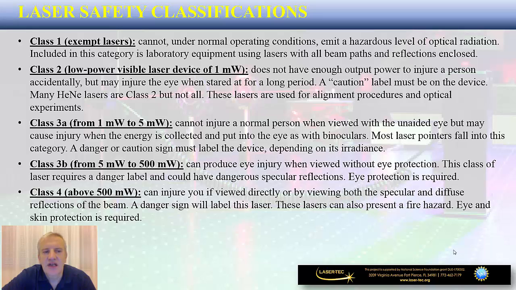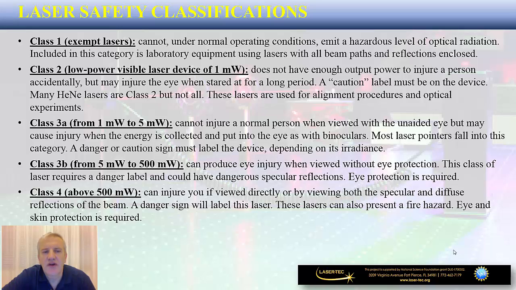Next class is class 3B. Here we start getting serious in terms of laser safety. We're talking about power levels from 5 milliwatts to 500 milliwatts. These lasers can produce eye injury when viewed without eye protection. So if you're working with class 3B and class 4 lasers, you have to wear laser eye protection at all times.